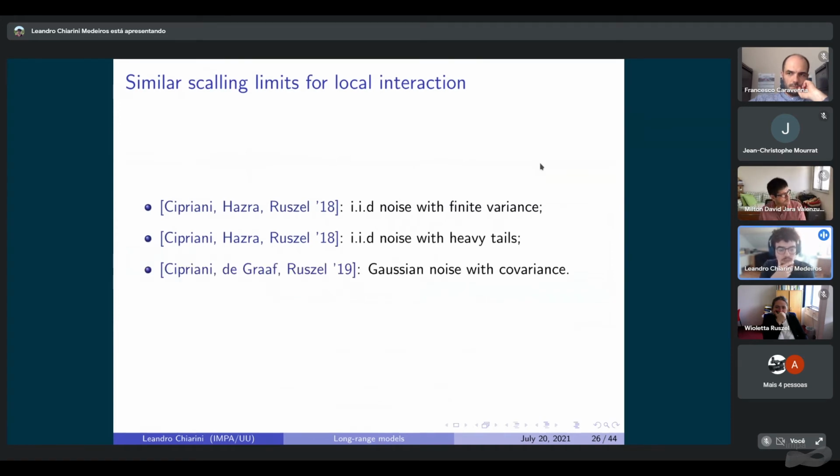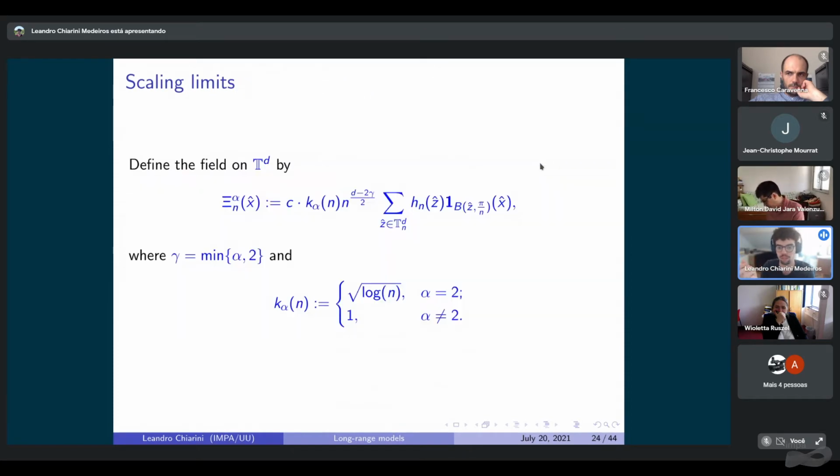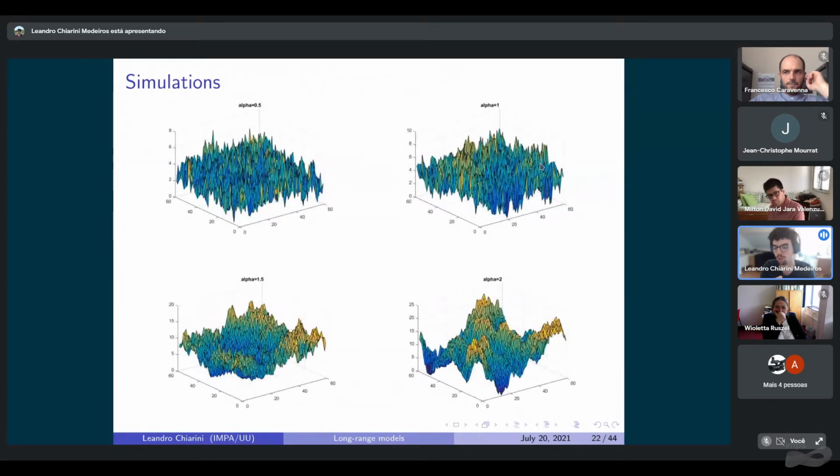And finally, there is this paper by Cipriani, Erhard, and Ruszel, where they studied the case of Gaussian noise, but with covariance. And there they recover fields that are smoother than in our case. So you manage to recover smoother fields as long as you introduce some covariance of the correct form.